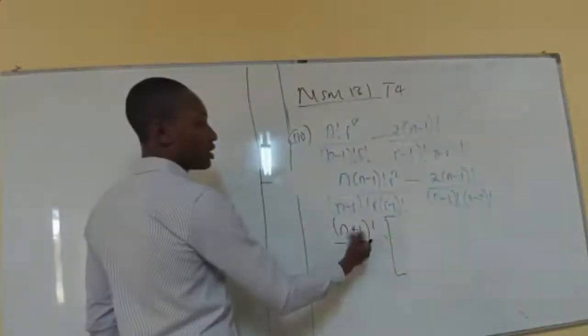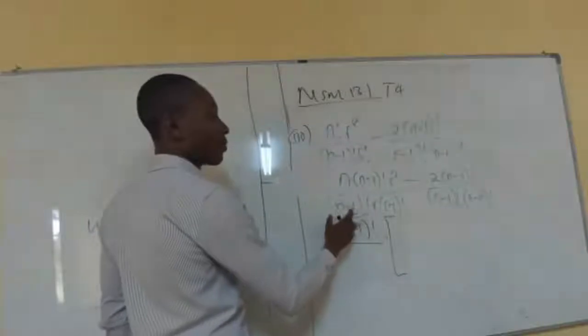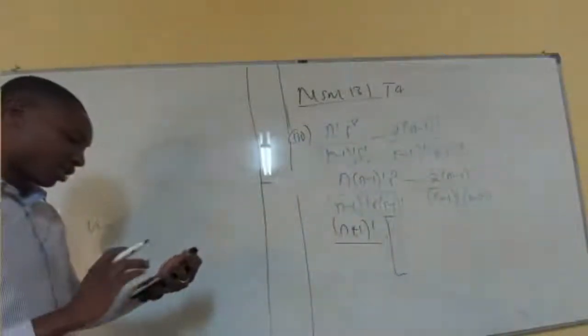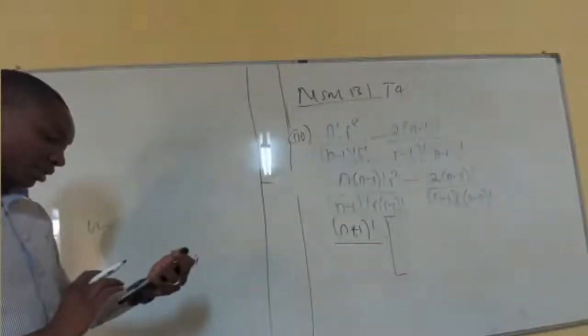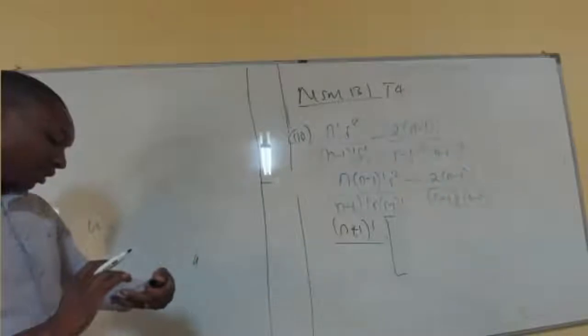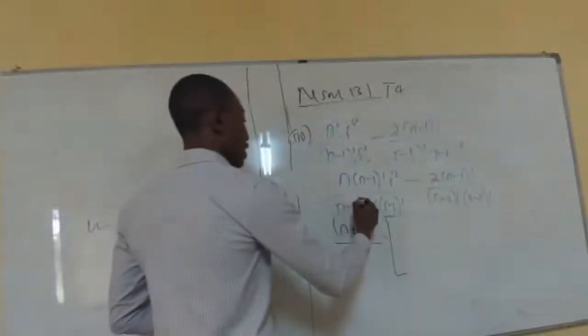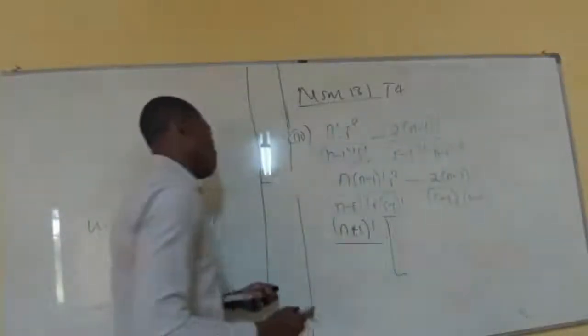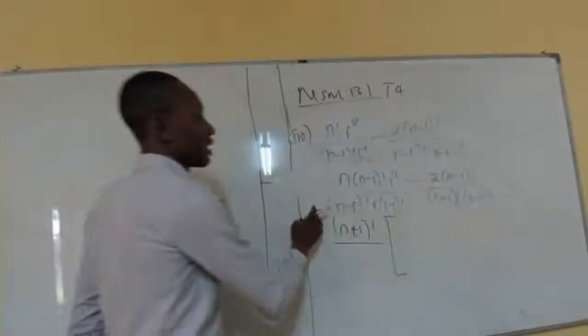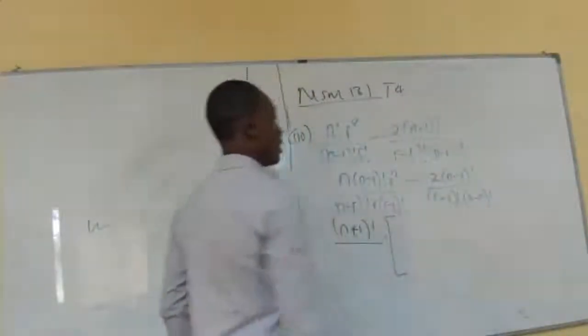In the denominator, what is common? We have n minus r from the question. Let me just verify it. Yes, this is actually r here, not 1. It's n minus r, right? So you have n minus r here, n minus r there.